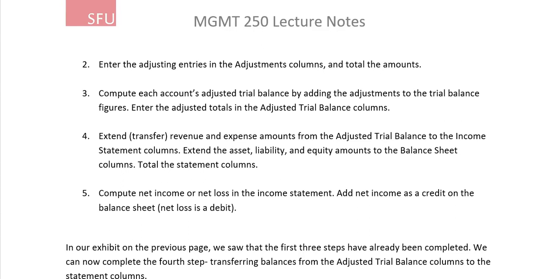And finally, for step 4, we're going to total the statement columns. So add up your debits on the income statement, add up your credits, and do the same thing for your balance sheet.